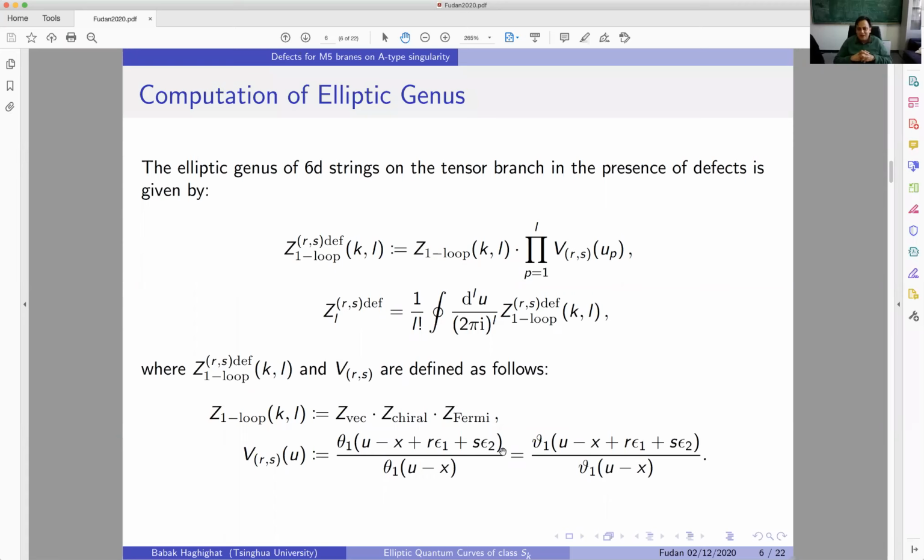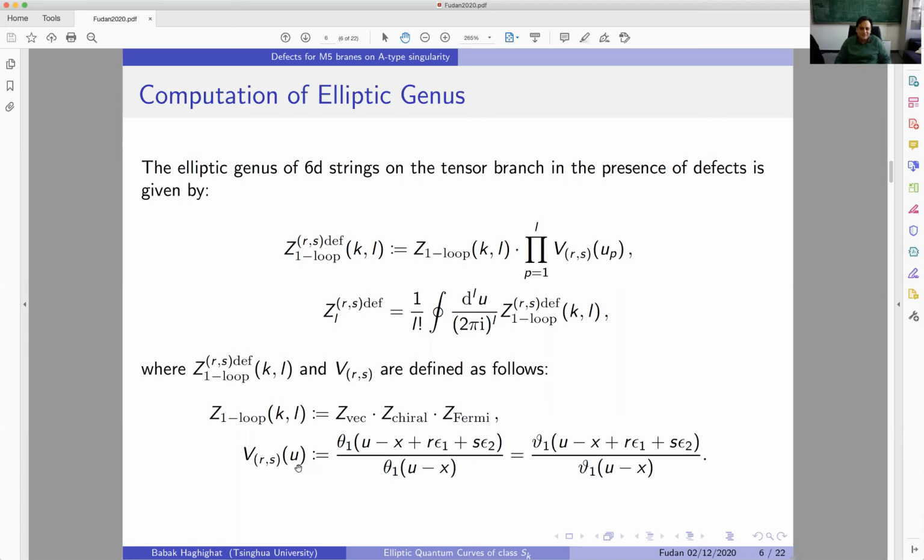And now the defect will be labeled by R and S, as you can see. This comes from the fact of what kind of space these D4 branes are supposed to fill out. So usually we will just take one of them to be 0 and the other one to be 1. That means that this defect is wrapping the epsilon2 plane, if you want, and is not extended along the other one. But you can have more complicated defects.